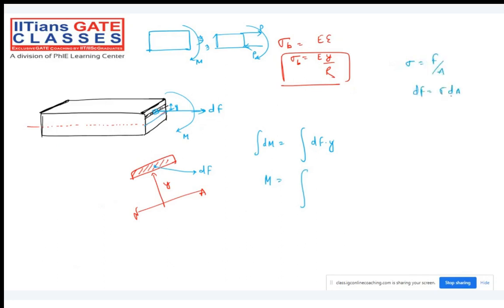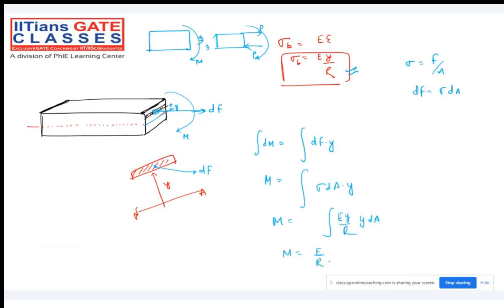Sigma I am taking outside. Further, I can write sigma in terms of Ey by R, from this particular equation, times y into dA. So M will be E by R, which is a constant, and it will come outside of the integration.